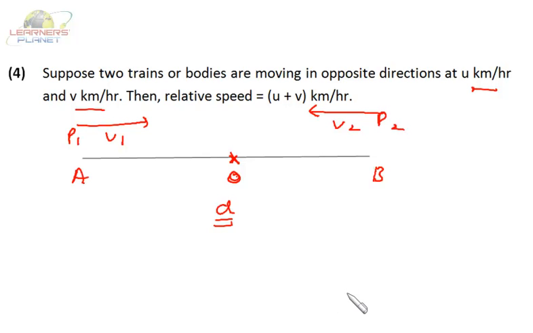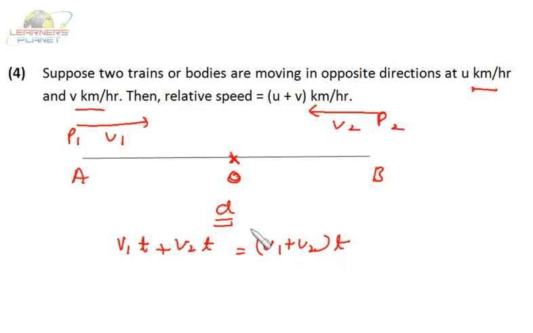Now P1 will run how much in T hours with the speed of V1? He will be running for V1T kilometers, and this person will be running for V2T kilometers. Now what is the total distance which they are covering? That is V1T kilometer plus V2T kilometer. That is (V1 plus V2)T kilometers.